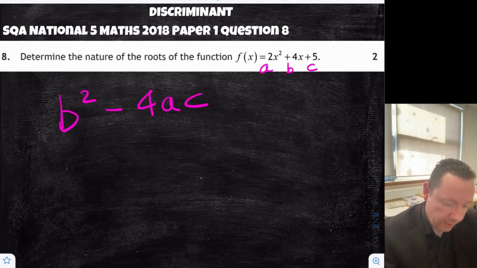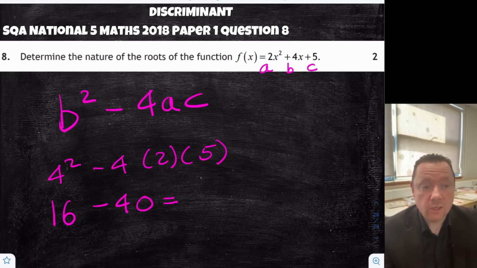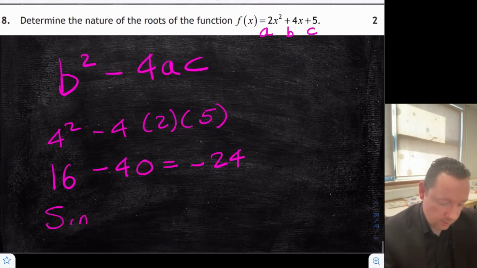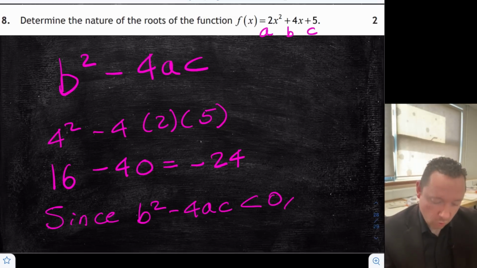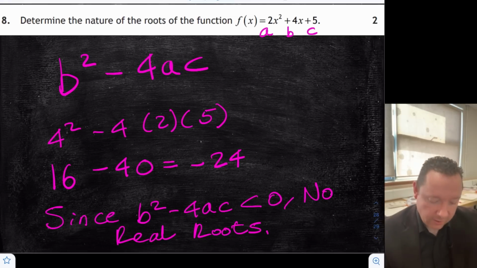Signs are important. So b squared is 4 squared minus 4 times 2 times 5. That's 16. 4 2s are 8, 5s are 40. 16 minus 40 is negative 24. And then we need to write a little statement. And the statement is always since b squared minus 4ac, this one is less than 0, there are no real roots. There are two options when you do this. If you get 0, there are 2 real equal roots. And if you get a positive number, there are 2 distinct real roots, 2 different real roots. Okay, right, there we go.